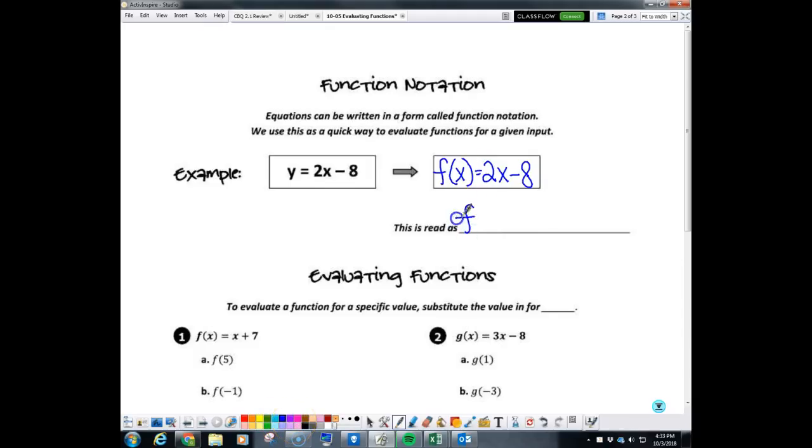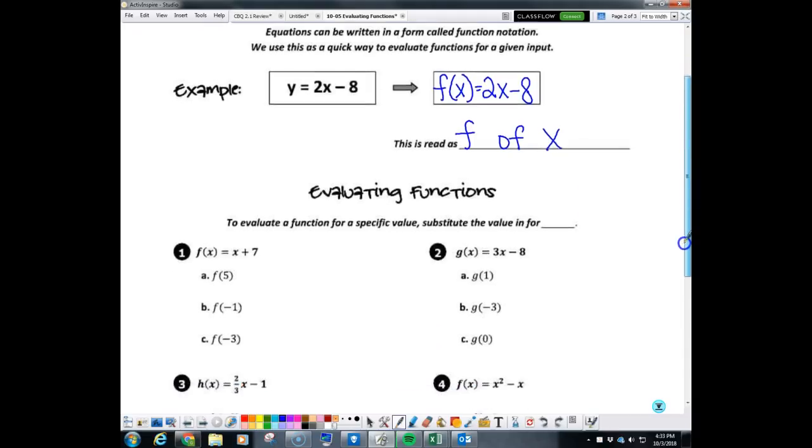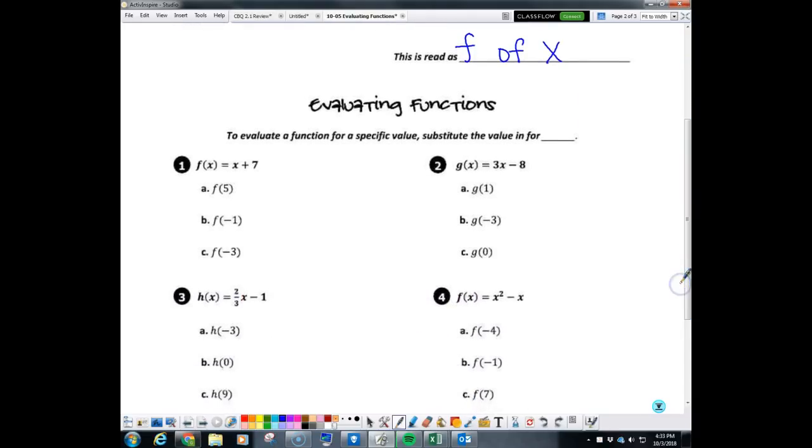Okay? And so you read this as f of x. So right here you're going to write f of x. Okay? So you read it f of x equals and then 2 times x minus 8. Alright, so that's how it's read. So the way it works is we have, well, to evaluate a function for a specific value, you substitute the value in for x, right?